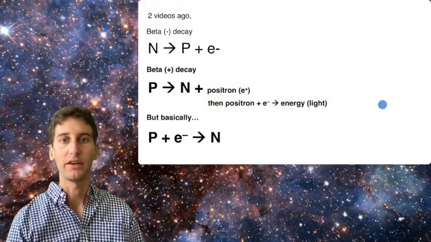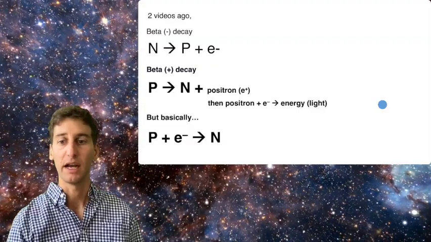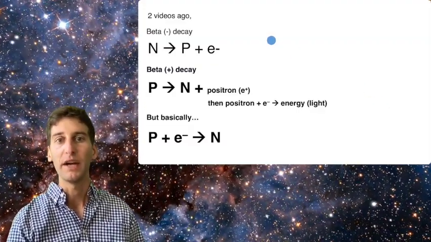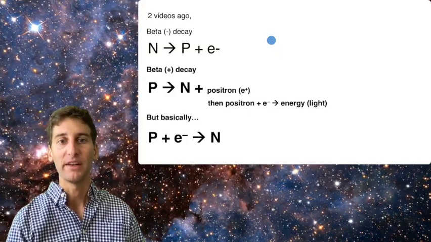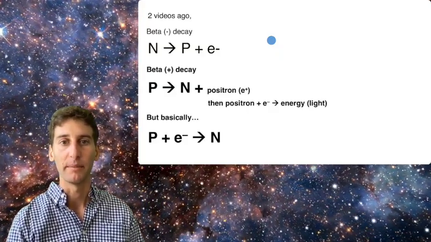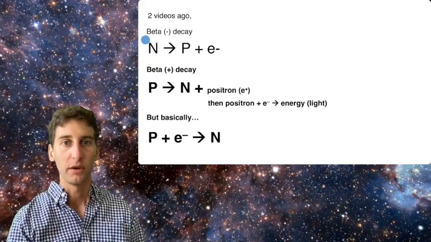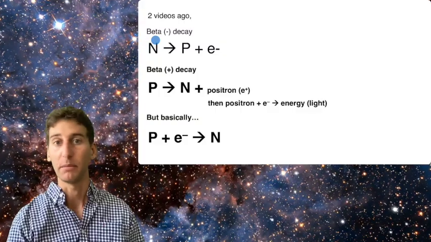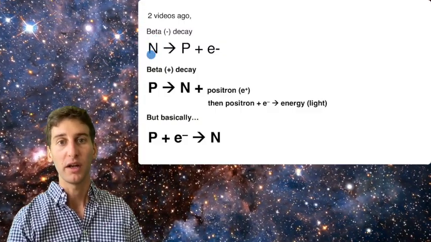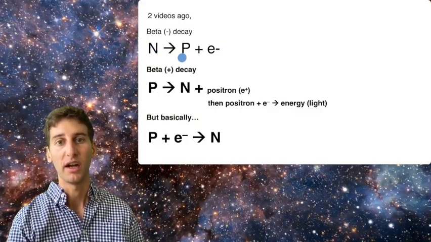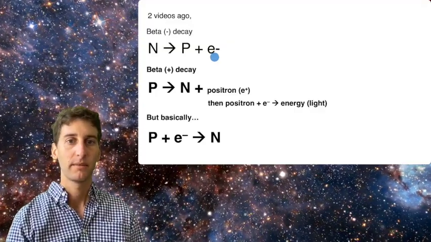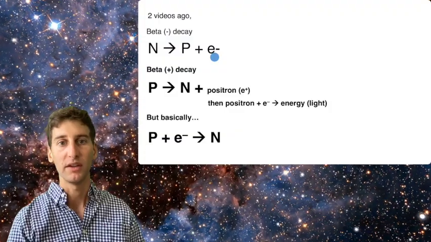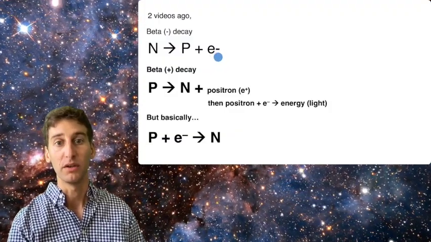Okay, so before we get into how a star actually works, I just wanted to do a reminder of the two types of beta decay that we covered in earlier videos. There's a standard beta minus decay reaction that we talked about with tritium and helium-3. That's when a neutron turns into a proton and an electron. That's what turns tritium, which has 2 extra neutrons, into helium-3, which has 2 protons, 1 neutron.